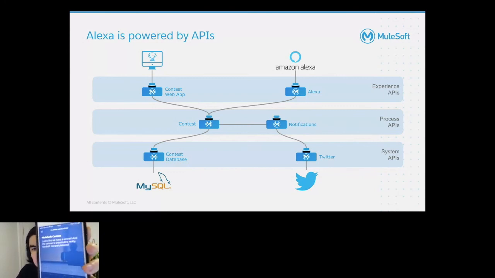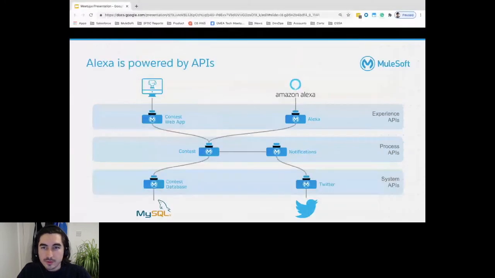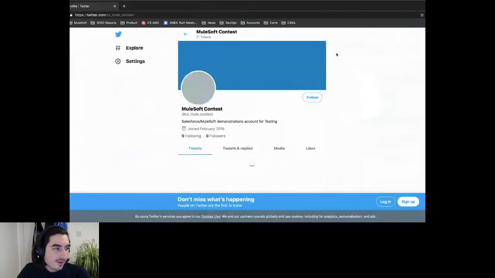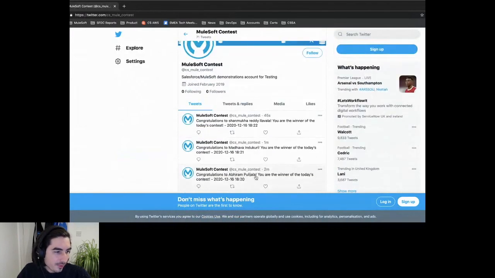You can see it here. I will show you the list of our winners, because if you go back to the main screen and you see this diagram, we also have notifications on Twitter. So we can show you right here the winners, and you can see all my tests from this morning. The 3 main winners for today: Abiram Pulijala, Madhava Indukuri, and Shanmuka Reddy Ilavala. And apologies for the pronunciation of your names.